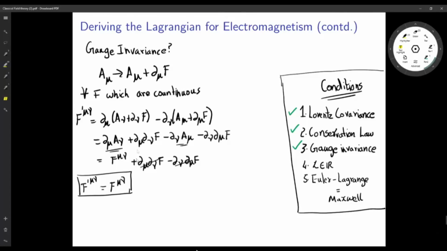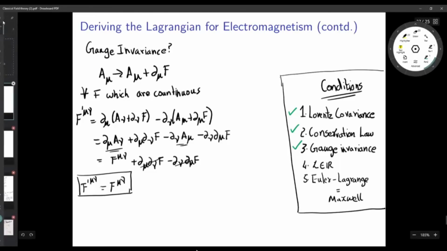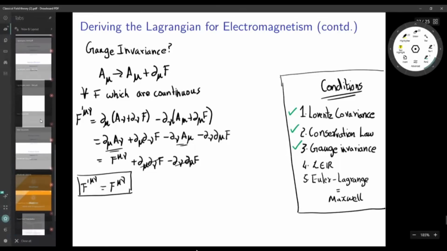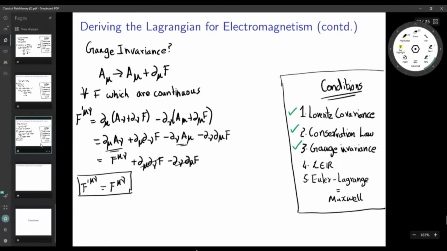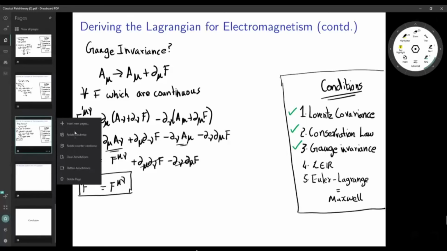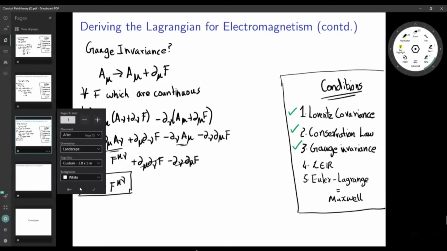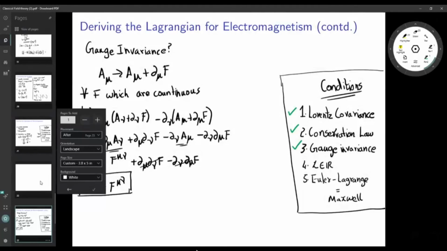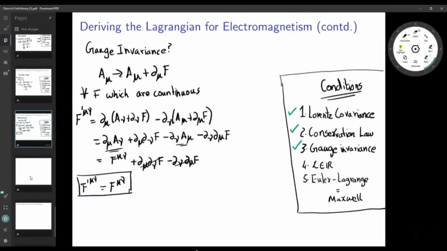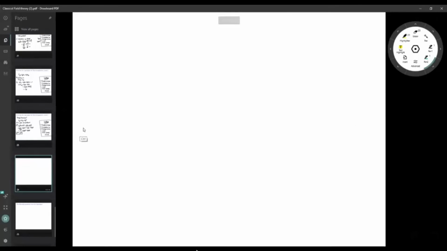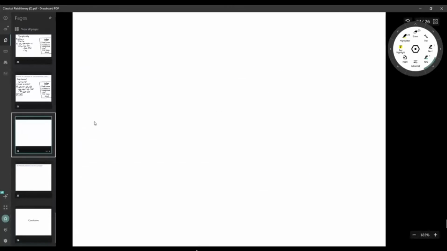Now, how would we go about constructing the Lagrangian? I seem to have gone out of slides. Whoops. Let me just see. Opening some. Let me just try to add an empty page over here. Yeah, cool. So to double check something. Yeah, okay.